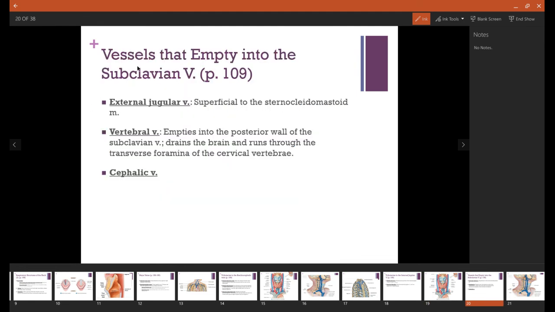The veins that are going to dump their blood into subclavian vein are the external jugular vein, which, if you recall, internal jugular vein is deep to sternocleidomastoid muscle. External jugular vein will be superficial to it. Vertebral vein will also go through the transverse foramen of the cervical vertebra, and it's the secondary route that blood of the brain can be drained. Cephalic vein also dumps its blood into subclavian vein, but we learned that last unit. We won't spend much time on it.